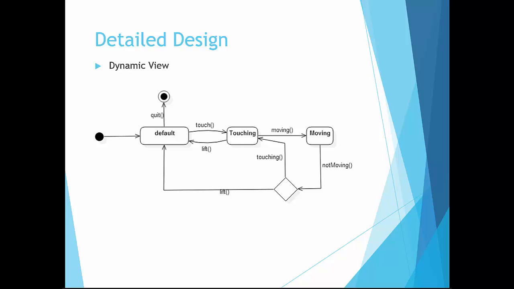This state machine goes through all the different states in which a touch event can happen, from a default or not touching state, to a touching state or going back to a default state, going from a touching to a moving state, going from a moving state to a non-moving, which can either be a touching state or a default not touching state. Once all the inputs are done and the system is closed, it goes from the default state to a quit state.